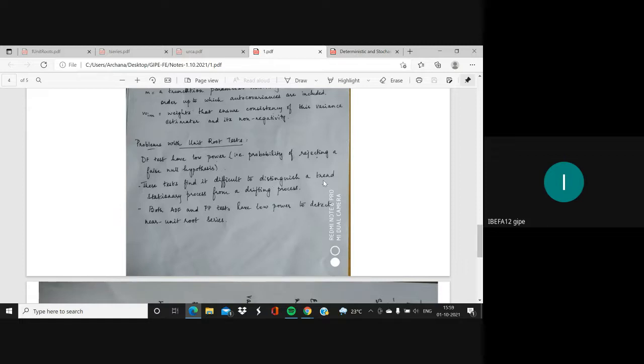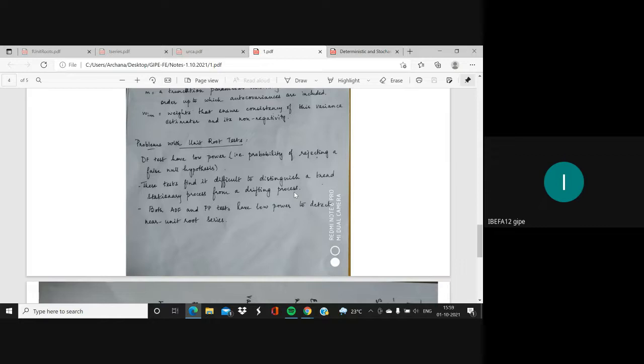These tests also find it difficult to distinguish between a trend stationary process, which means that there's a deterministic time trend, and a drifting process. So if you have a process like a random walk with drift, it will find it difficult to distinguish these two time series.